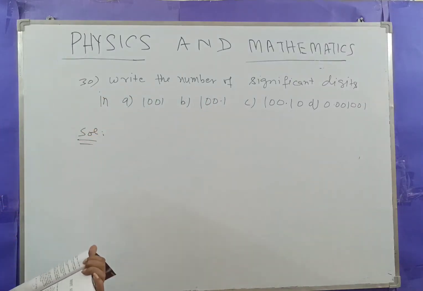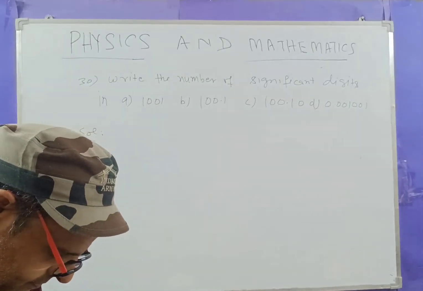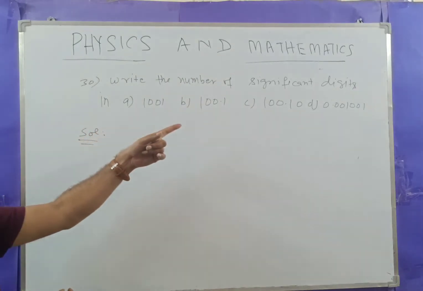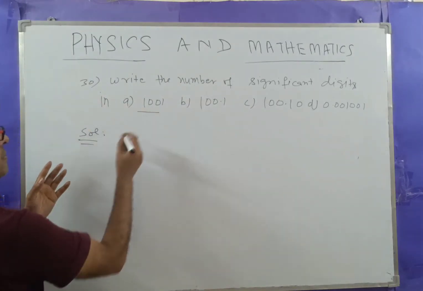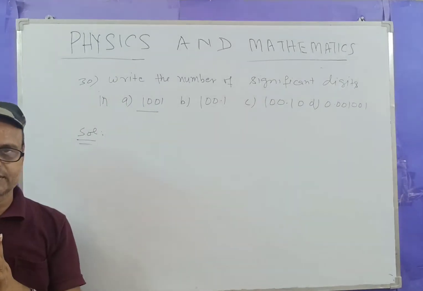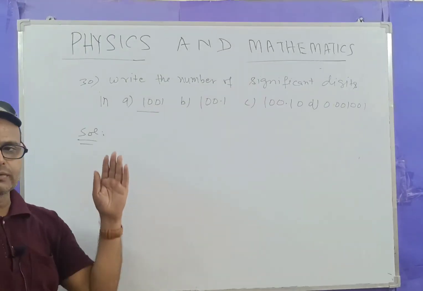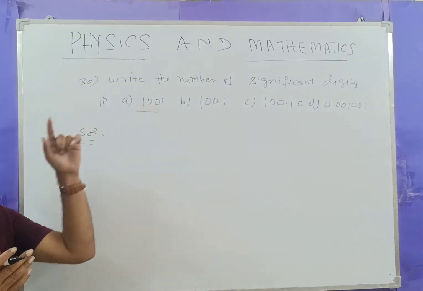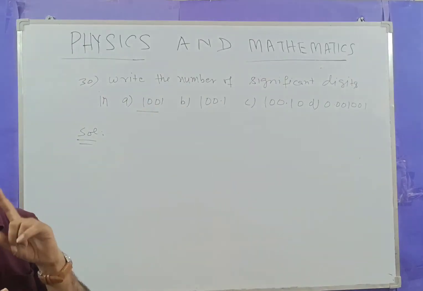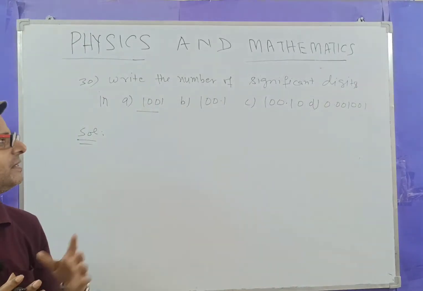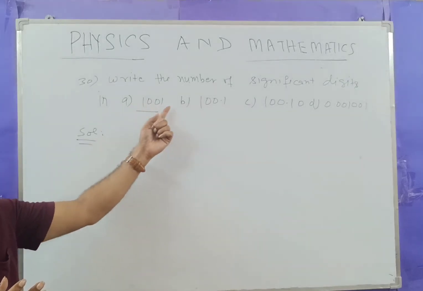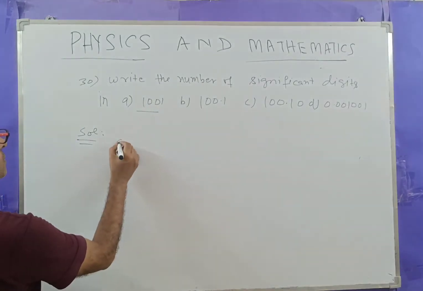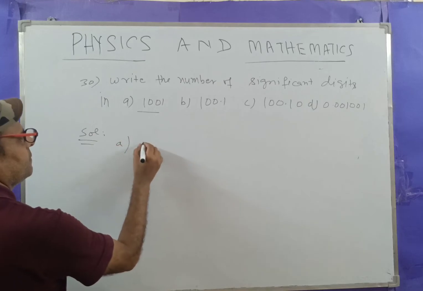Okay. Question number 30. Write the number of significant digits. The 1 and 1 both are significant, and the 2 zeros are trapped between two significant figures, so both zeros will also be significant as per the rule of significant figures. In between two significant figures, 0 is also significant. That is 1, 2, 3, 4. So the first answer, its significant figures will be 4.